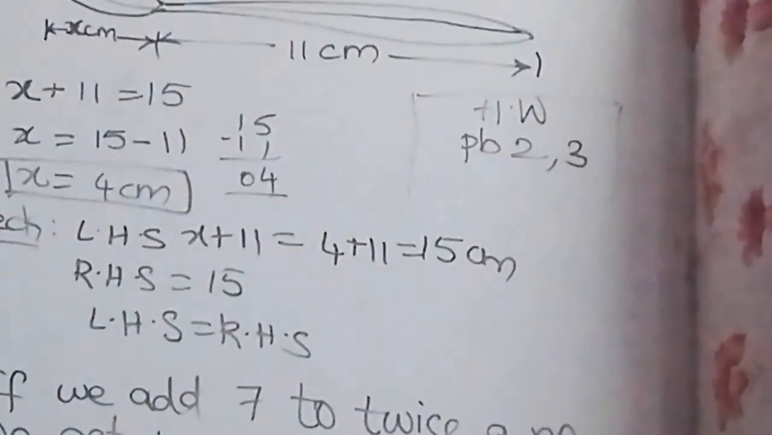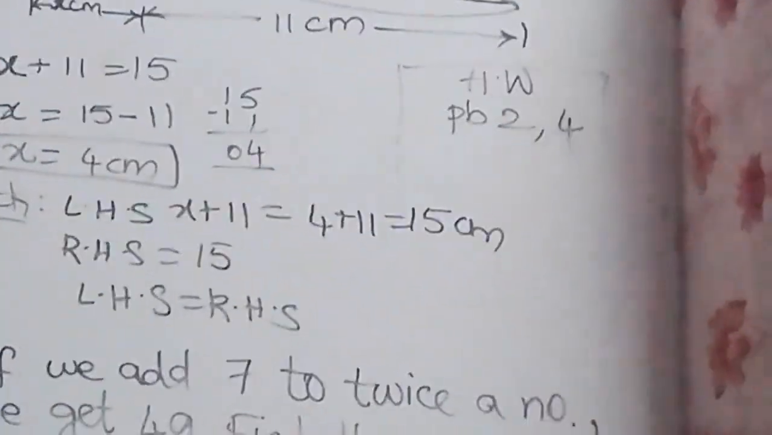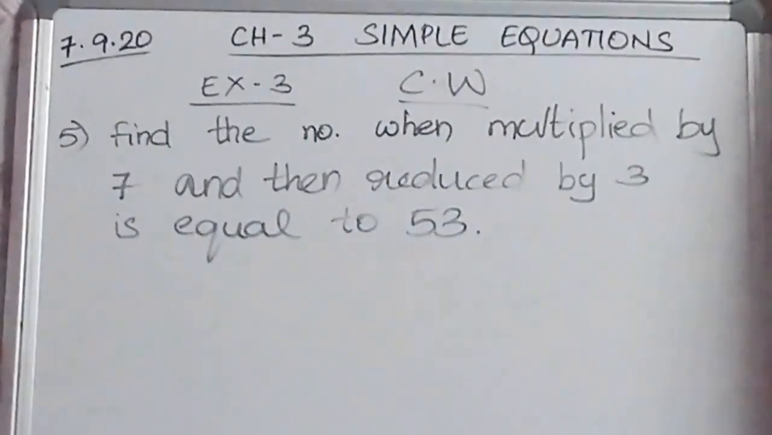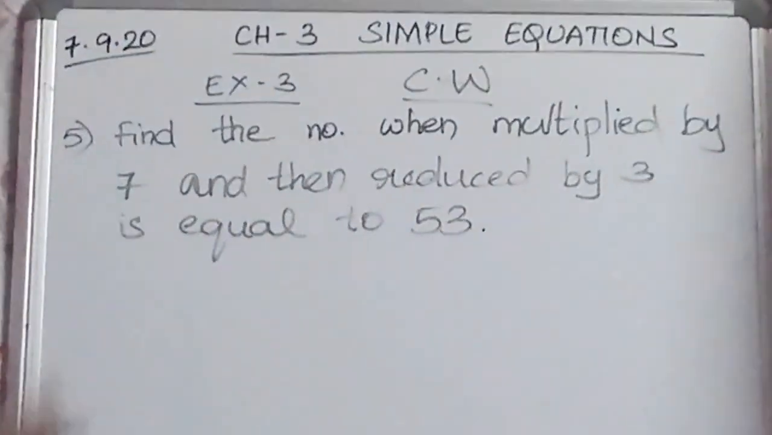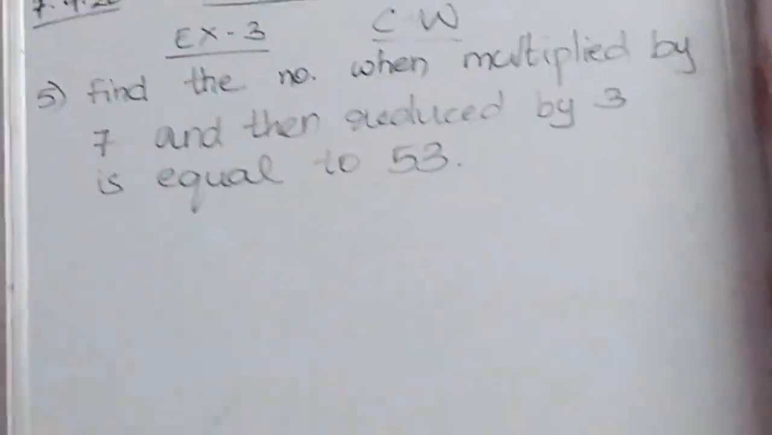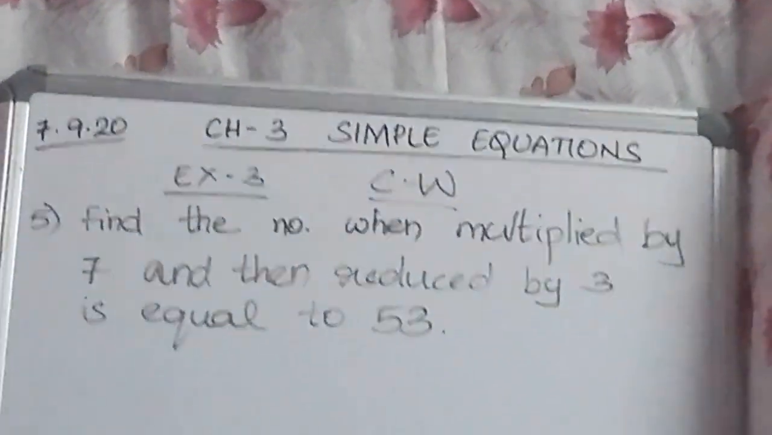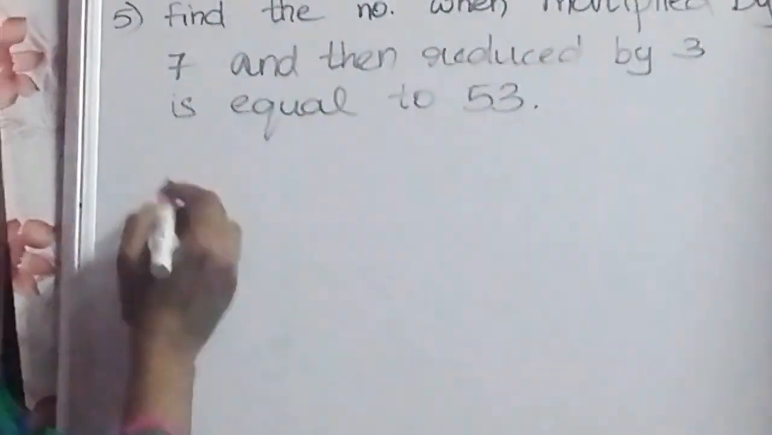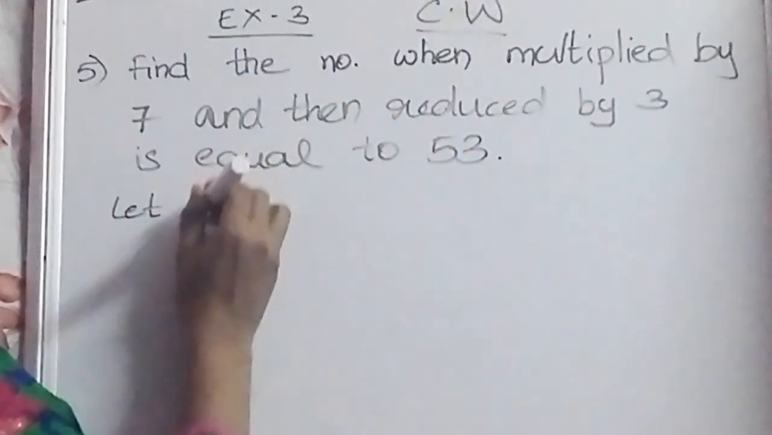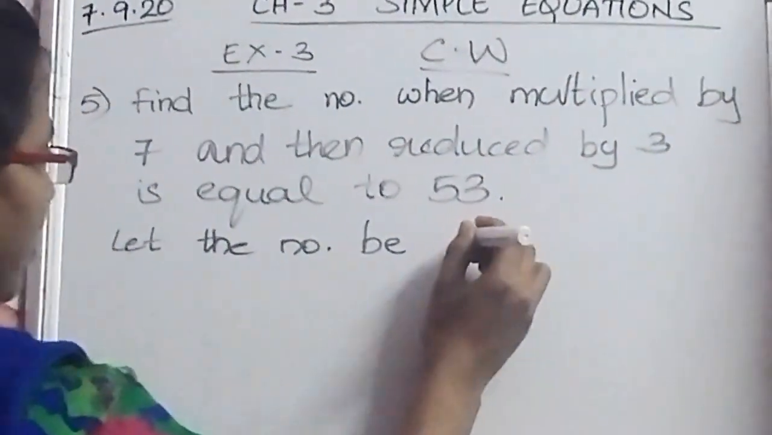Now the next problem is similar to this. Fourth problem is for homework. So the fifth question is: find the number which, when multiplied by 7 and then reduced by 3, is equal to 53. Find the number. So first step what we should do, we have read. Second step, let the number be A.